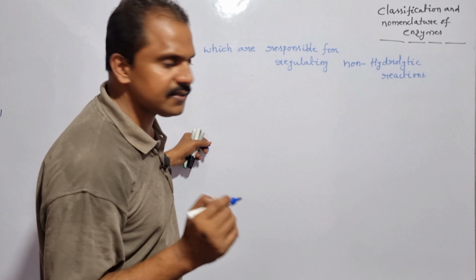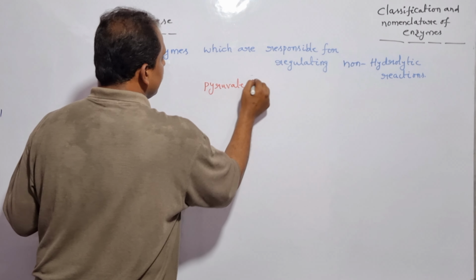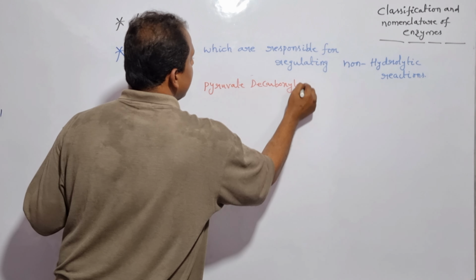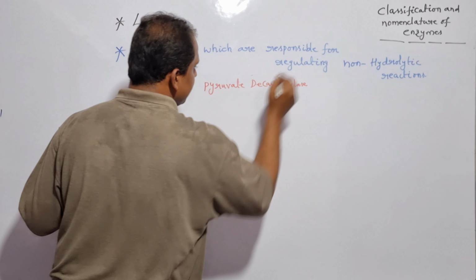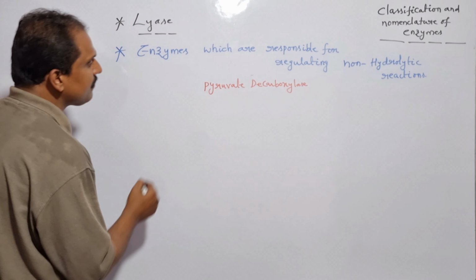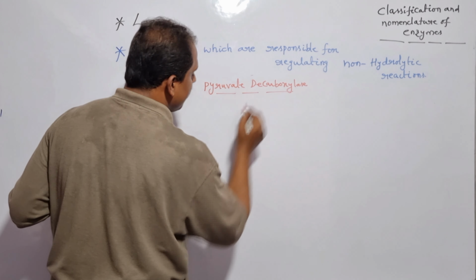Pyruvate decarboxylase. As the name itself suggests, this is the particular enzyme which is responsible for the removal of the carboxyl group from the particular pyruvate compound. Is it clear? So the reason why it is termed as pyruvate decarboxylase, if you look here, easily we can understand.